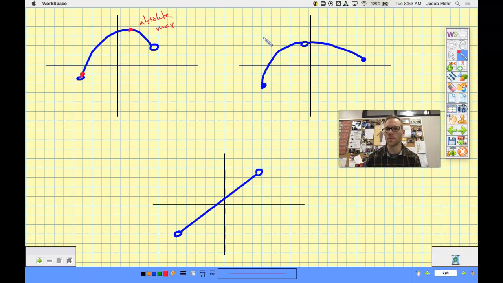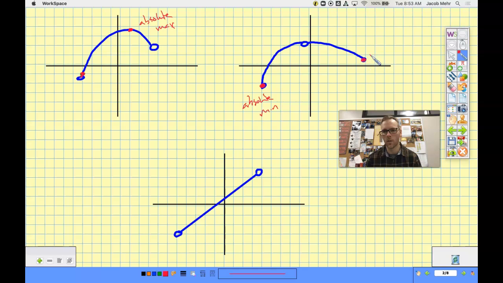How about this one? Does this meet the criteria of the extreme value theorem? No. It is on a closed interval, but it's not continuous. There's an open dot right here. That means we're not guaranteed that there's a maximum and a minimum. Now here is the absolute min.